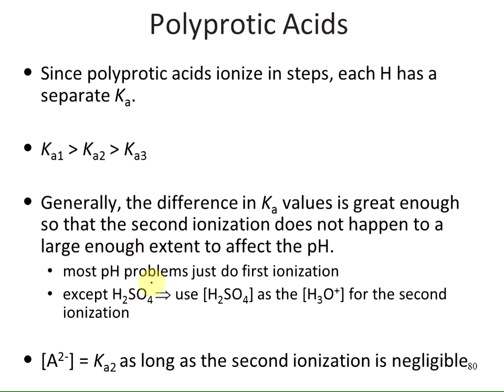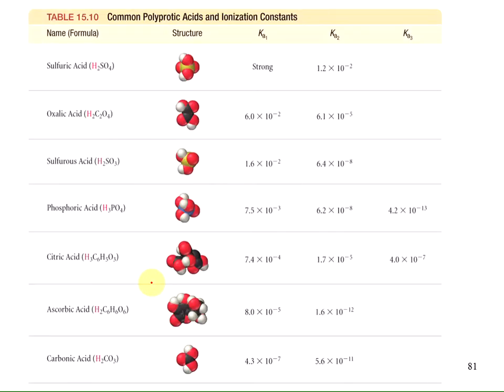One of the exceptions is sulfuric acid. And we use the sulfuric acid concentration as the hydronium ion concentration for the second ionization. And the A2 minus is going to be equal to the Ka for the second, as long as the second ionization is negligible. In this table, we're just listing some of the polyprotic acids.